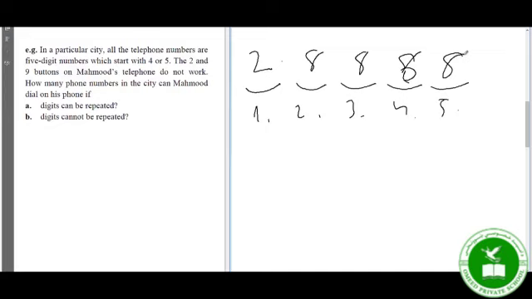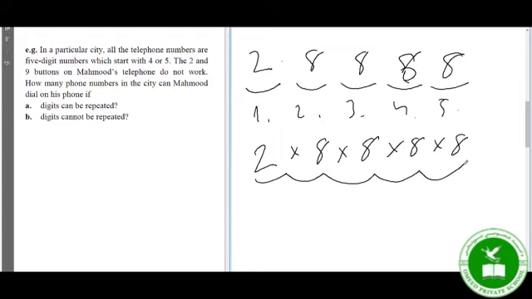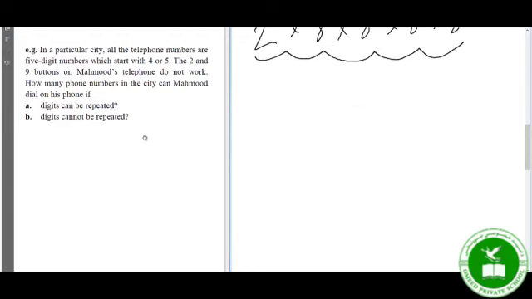So the total number Mahmoud can dial from his phone for the first case, if digits can be repeated, is 2 times 8 times 8 times 8 times 8. For the first digit he has two choices, then 8, 8, 8, and 8. But for the second case, if digits cannot be repeated, again, first digit, second, third, fourth, and fifth. For the first digit, he can use two choices, 4 or 5.